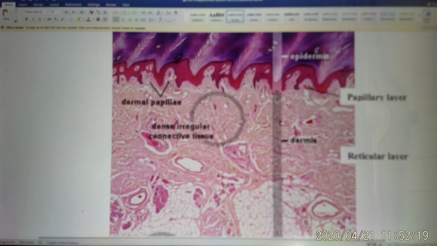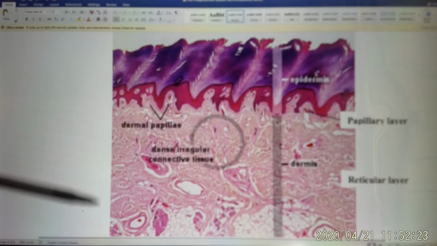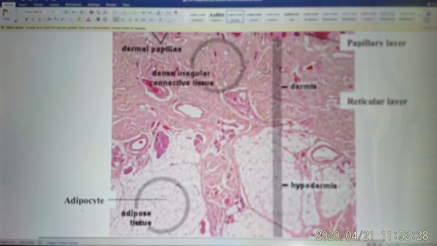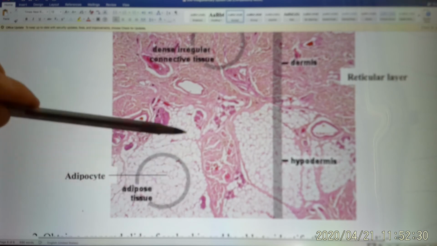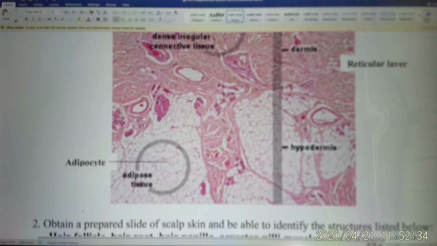And this shows you some accessory structures. That's the epidermis, and that's the dermis. So you have the papillary layer and reticular layer. And every time you see the fat, you know that's in the hypodermis, also called the subq area.